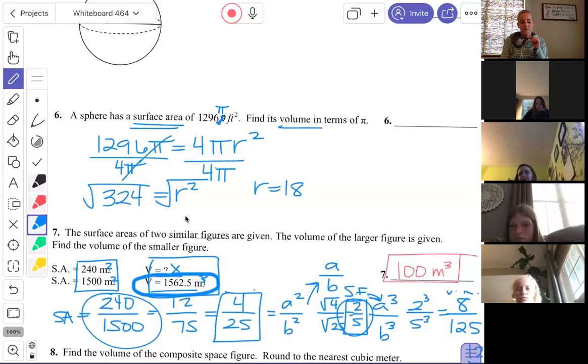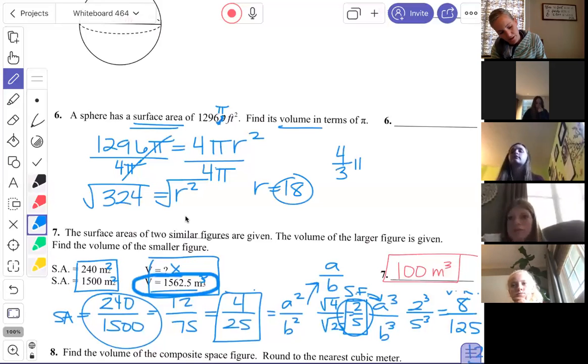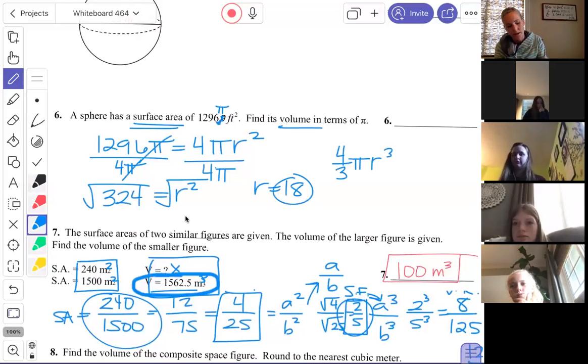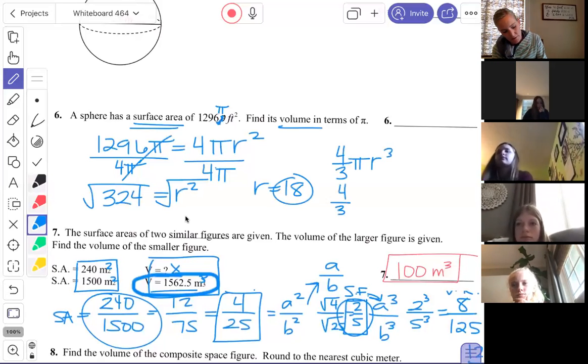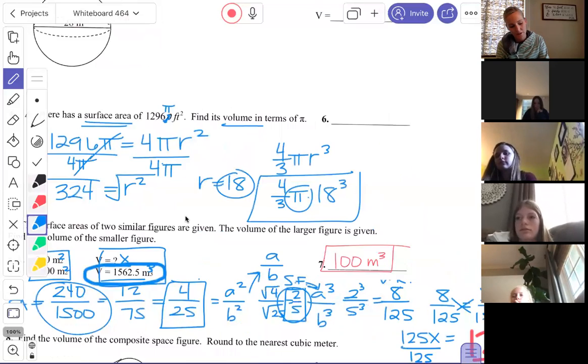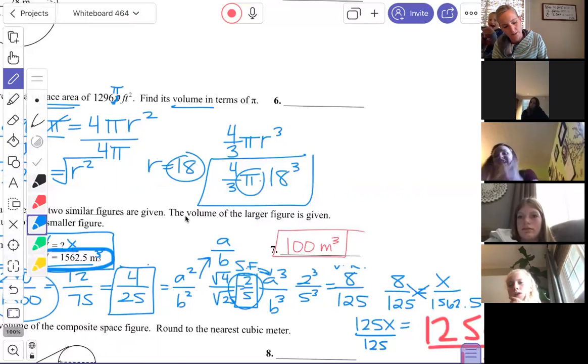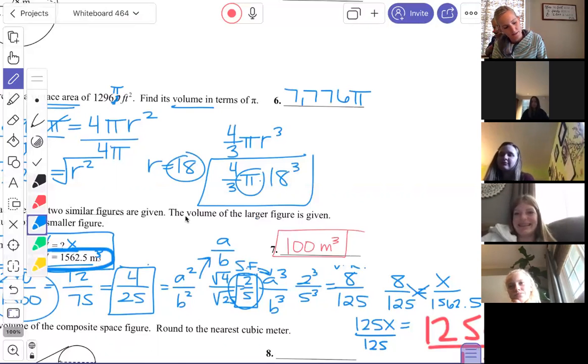Okay, so then find the volume. Now you're plugging this into your 4/3 pi r cubed formula. So it's going to be 4/3 times pi times 18 cubed. Leave it in terms of pi, so you won't plug the pi in. So 4 divided by 3 times 18 cubed is 7,776 pi, and we were talking feet cubed.